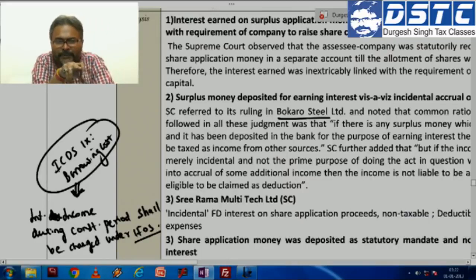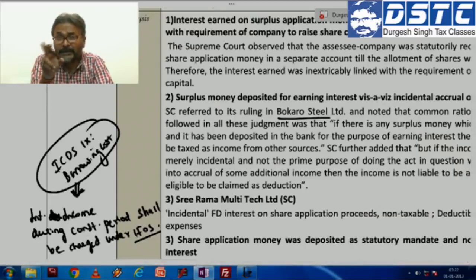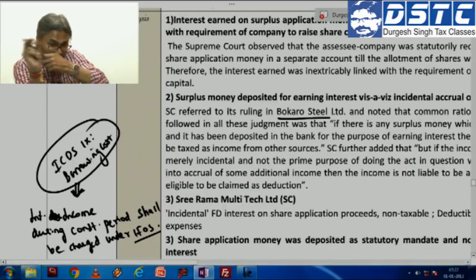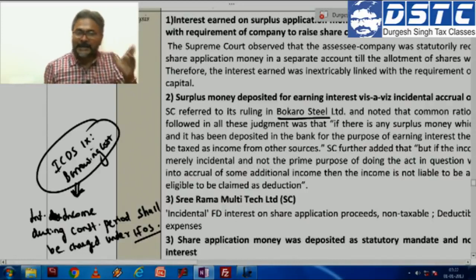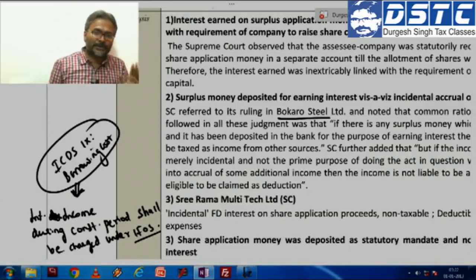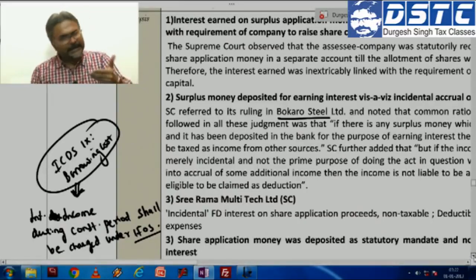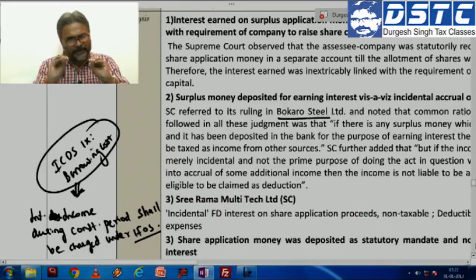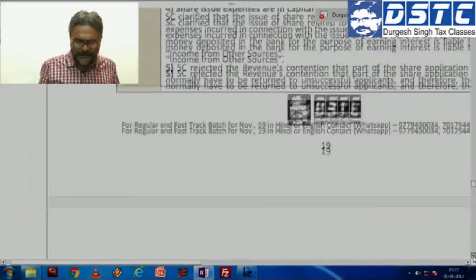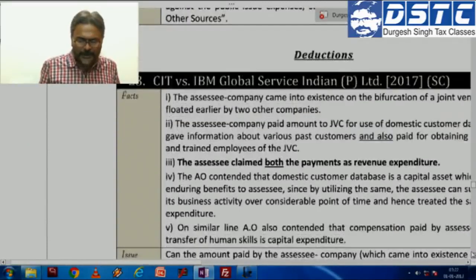But here it is not interest income during the construction period. ICDS 9 will not apply to this interest income. Why? This is interest income arising on account of issue of shares. ICDS 9 was only for interest income during the construction period, so this is not supposed to be considered. I have made the header, students, for your benefit. You will remember these headers. I have given you the entire aspect of this judgment, and this is what this judgment is all about.